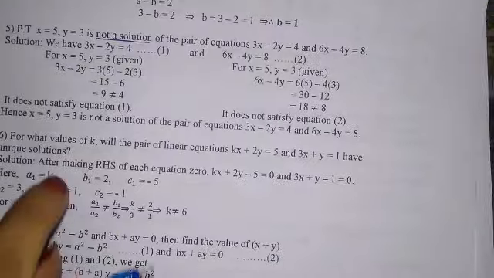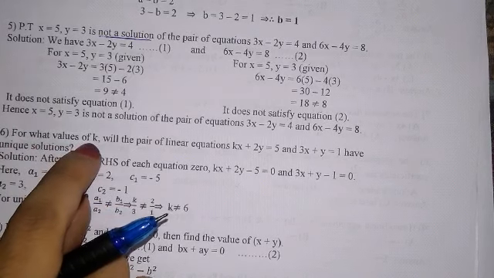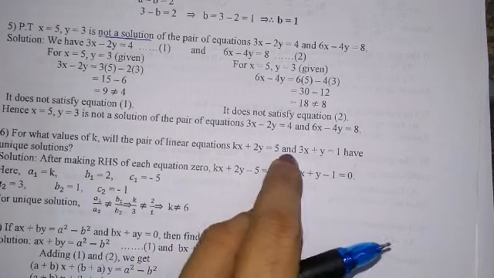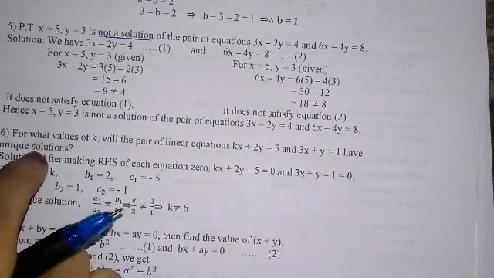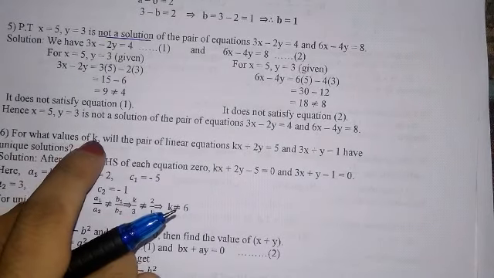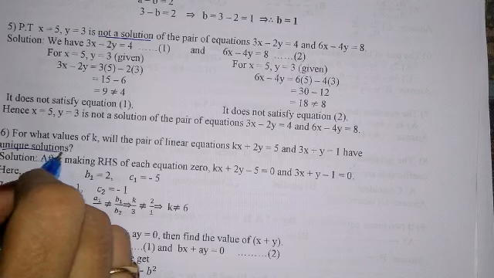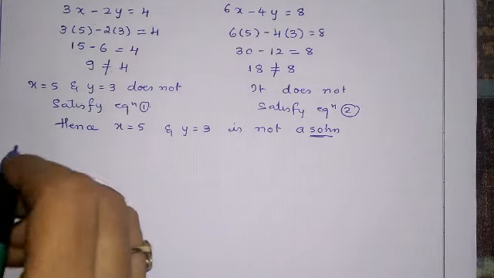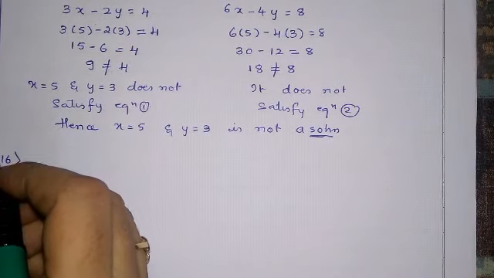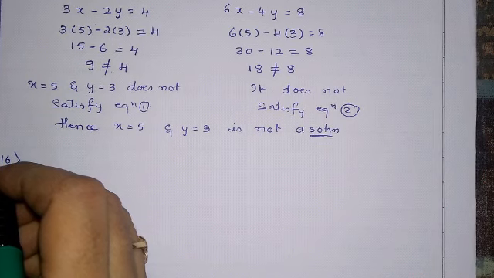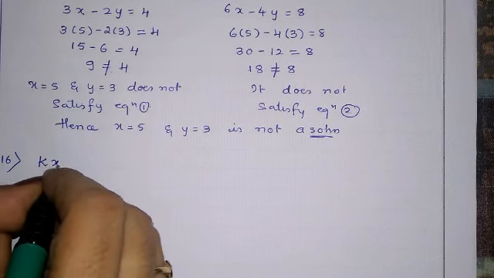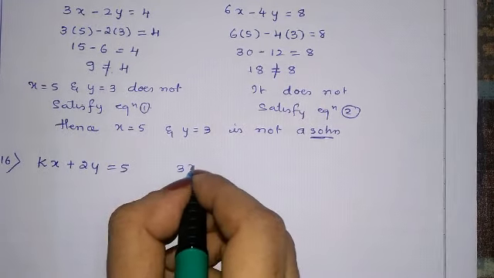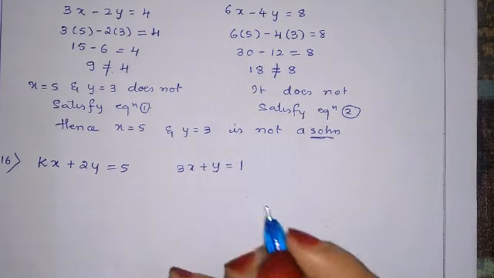Here is the next question, number 16. For what value of k will the pair of linear equations kx plus 2y is equal to 5 and 3x plus y is equal to 1 have a unique solution? For what value of k? They have told unique solution. So let us write the first condition for unique solution. What they have asked here: for what value of k do the equations kx plus 2y is equal to 5 and 3x plus y is equal to 1 have a unique solution?